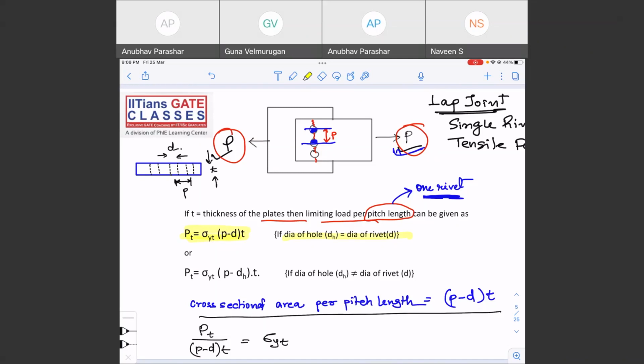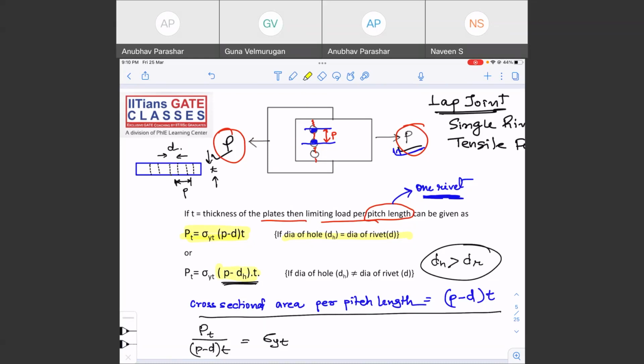Good. Now, sometimes the diameter of hole and diameter of rivet are not the same. Sometimes the diameter of hole will be larger than the diameter of rivet. In that case, both the diameter of rivet and the diameter of hole will be given in the problem. But to calculate the cross-sectional area, what exactly we are going to use is the diameter of hole.